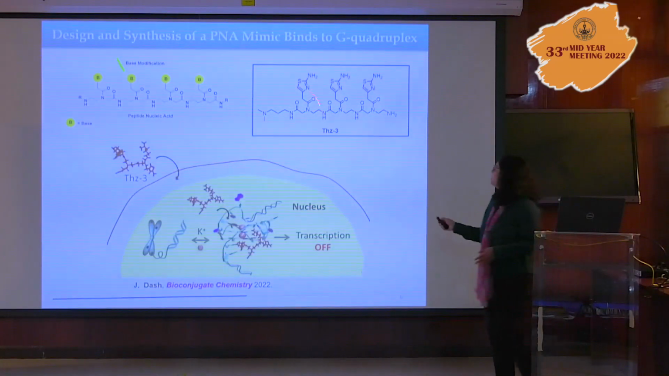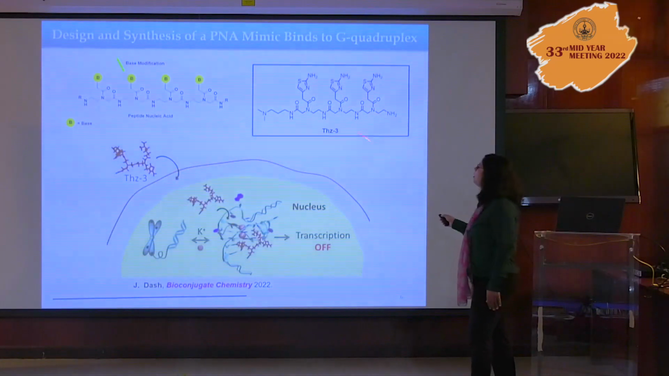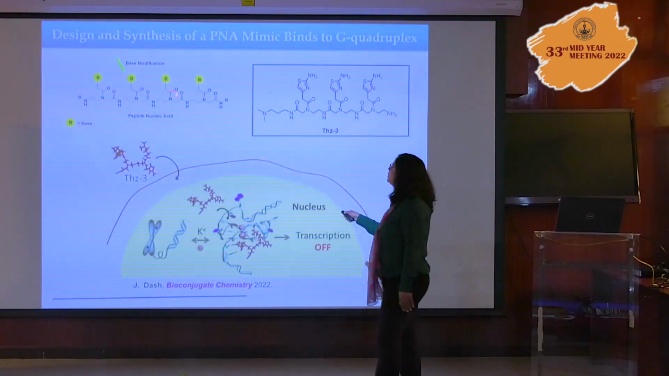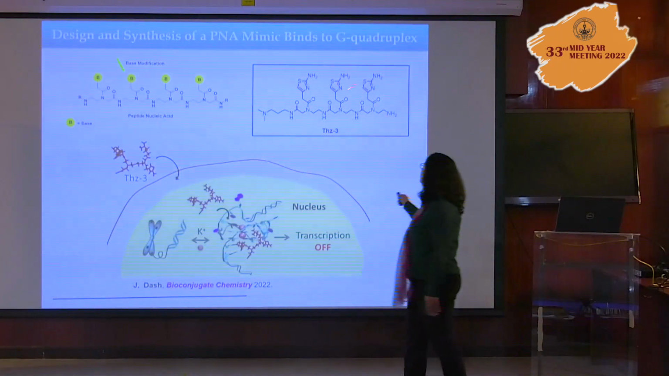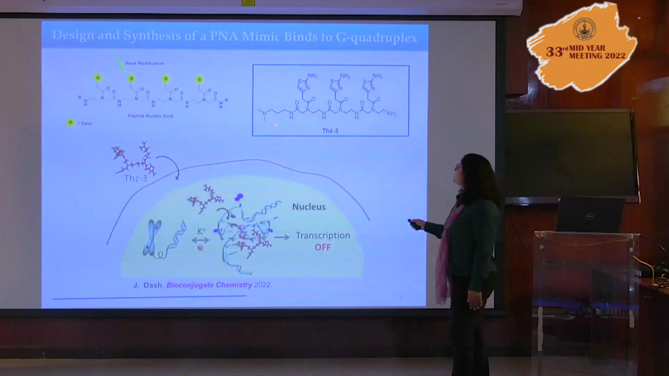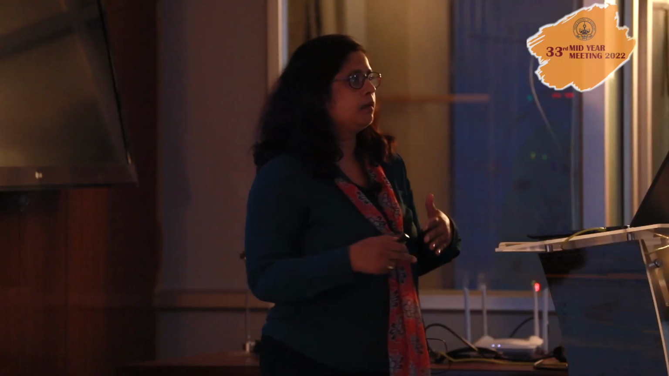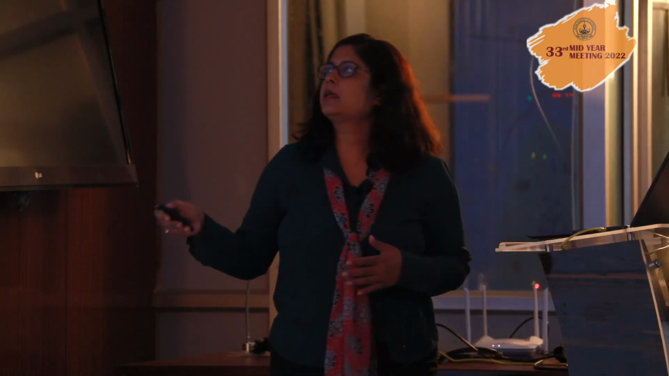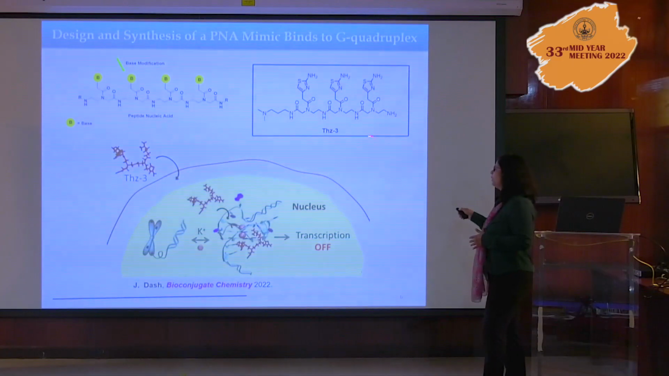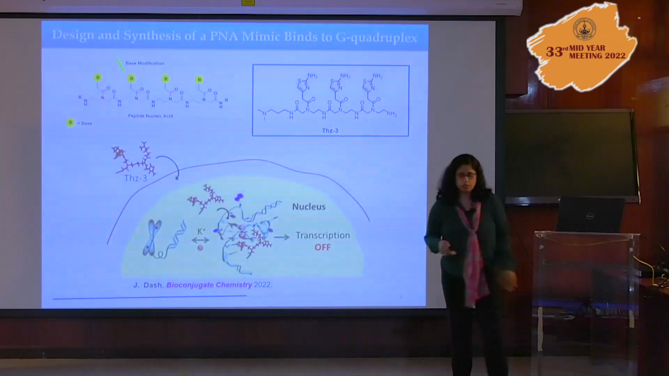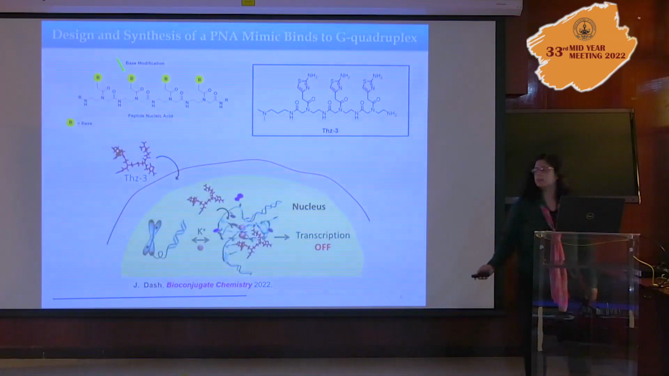And very recently we have also synthesized a PNA mimic by replacing the natural nucleobases with a thiazole ring with an amino group. Here the idea was to mimic the nucleic acid and protein interactions. So, this is a short peptide-like molecule that can selectively bind a DNA quadruplex structure in the cellular system.